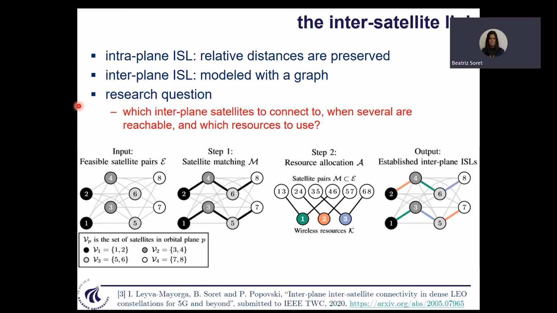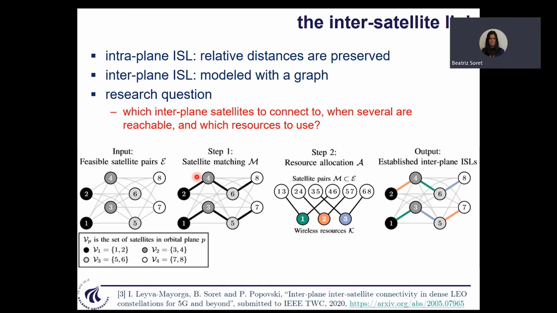And remember that these links in the interplane are similar to the ones to ground. They last sometimes for a few minutes. So it's something that you have to dynamically change. In this figure, you can see what's the problem that we are addressing. We have initially this graph with feasible satellite pairs, and here different colors refer to different orbital planes. So the black ones belong to the same orbital plane. The intraplane is not plotted here because we are only dealing with the interplane ISL.